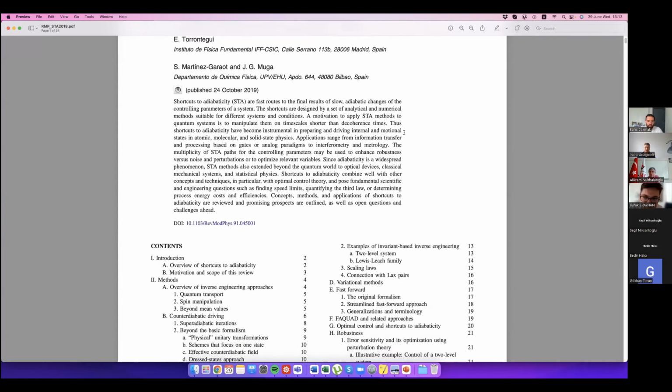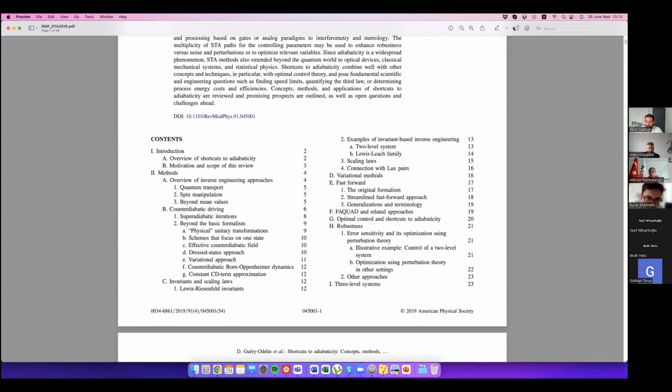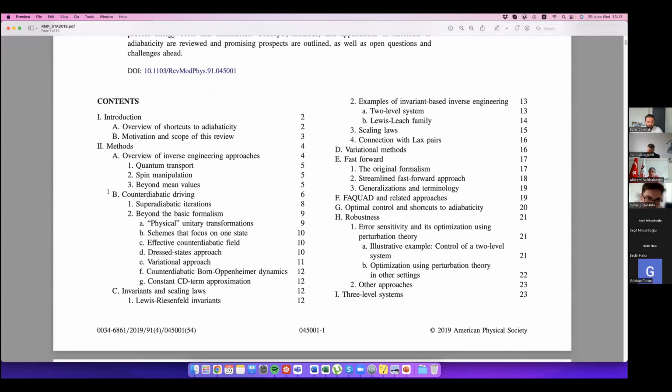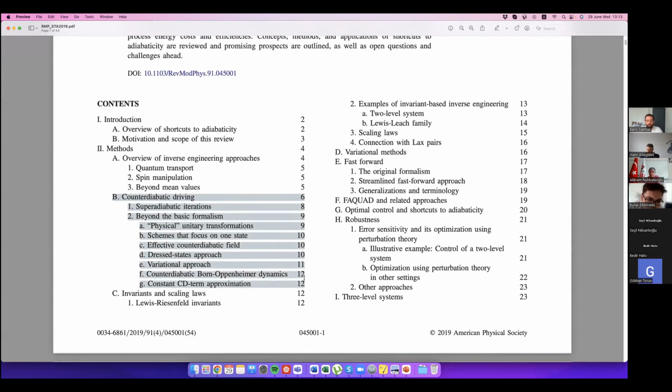Okay. So as you can see, there are many methods. If you like, I can show it to you. This is the only method that we talked about, counter-diabatic driving. Now, as you can see, there are other methods. For example, inverse engineering approaches, invariants, adiabatic invariants, variational methods, fast-forward methods, optimal control. These are different methods of controlling quantum systems, okay? All of them have certain costs, advantages and disadvantages, depending on the problem that you would like to solve, okay?